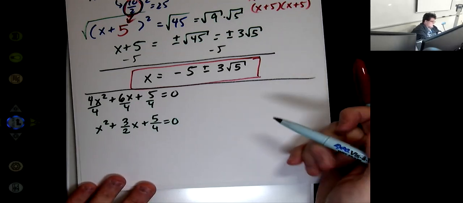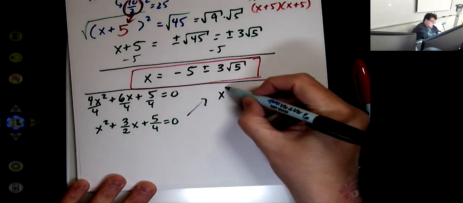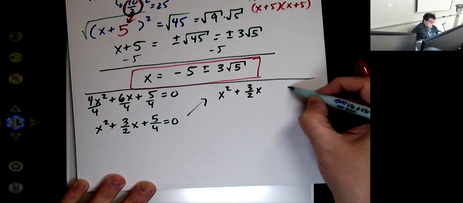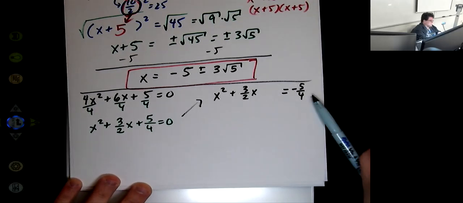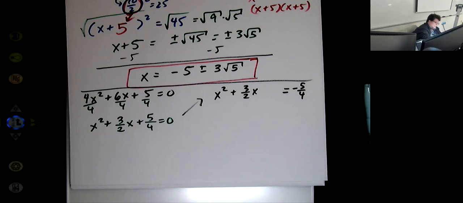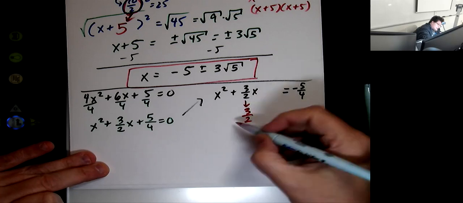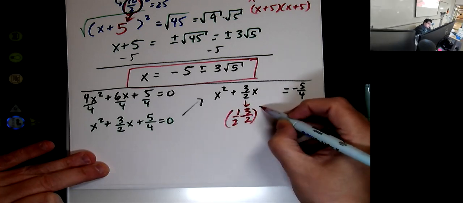So if you subtract the 5/4 over, you get x squared plus 3/2x equals -5/4. I'm going to bring this 3/2 down, and I'm going to multiply it by 1/2. That's the same as dividing by 2 and squaring it.